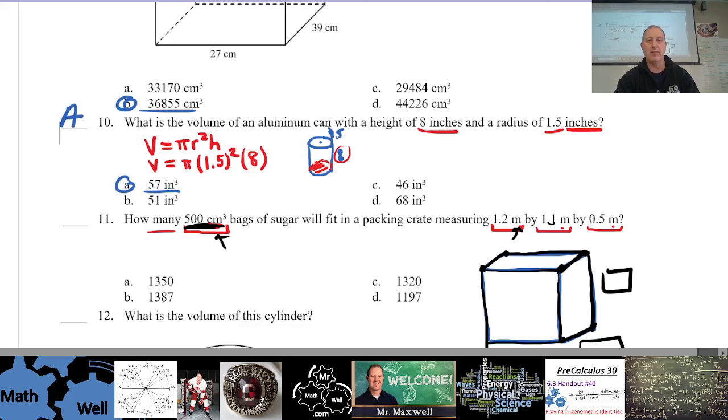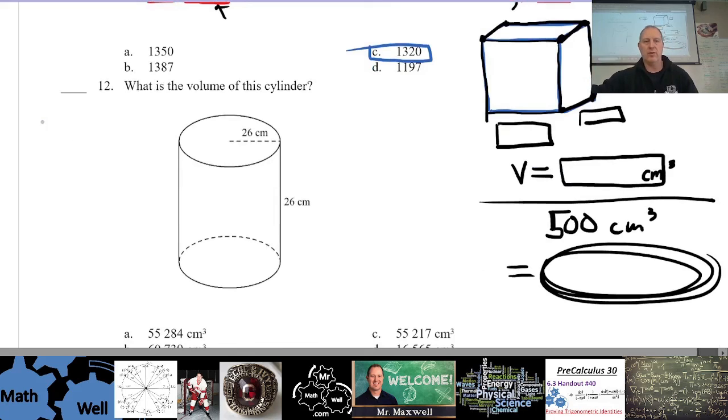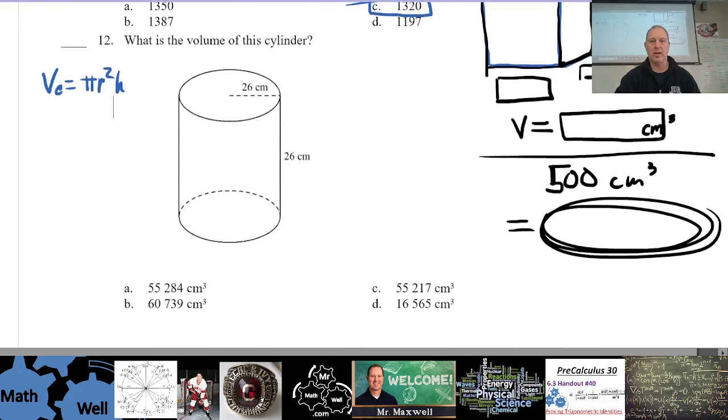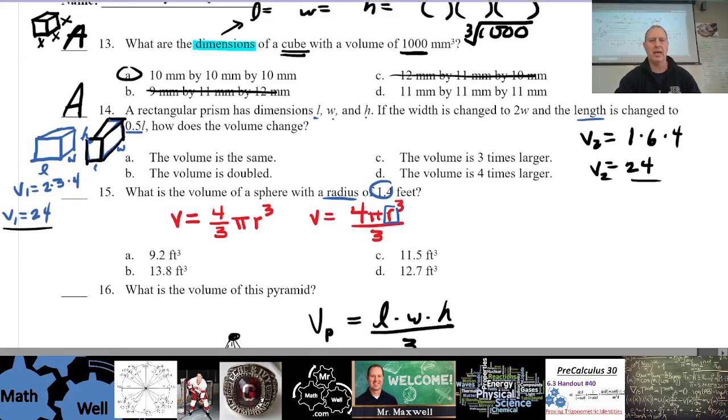Number 11. How many of these bags would fit in there? Okay, so there's the process on the right, and you should get for 11, looks like C, 1,320. C. Number 12, the volume of the cylinder. So the volume of the cylinder, right, is pi r squared h. And number 12, you should end up with letter C here. C for 12. Number 13 we did together, that was A. Number 14 we did together, that was A.